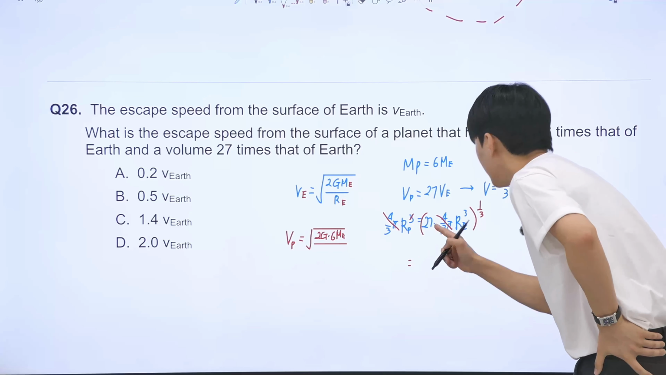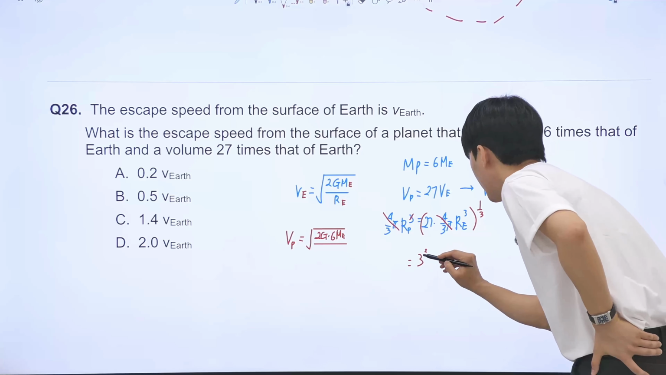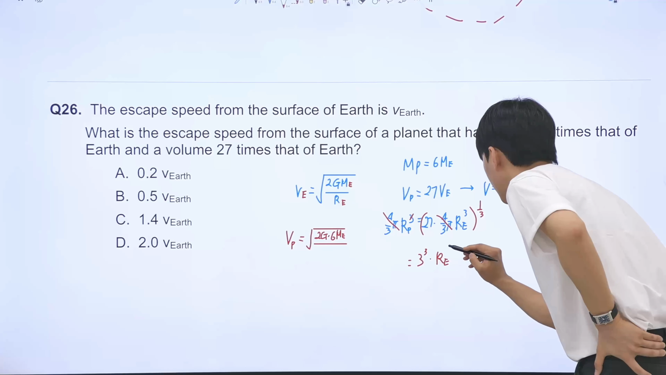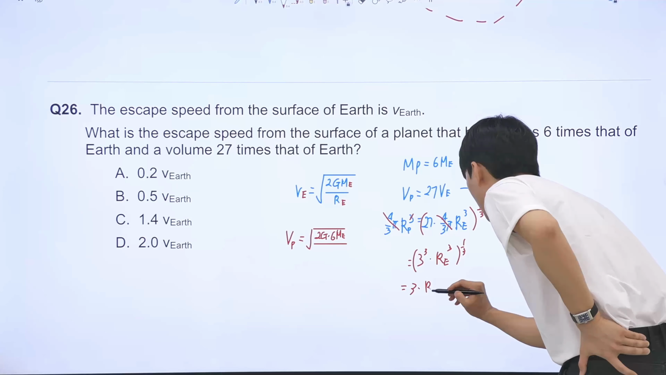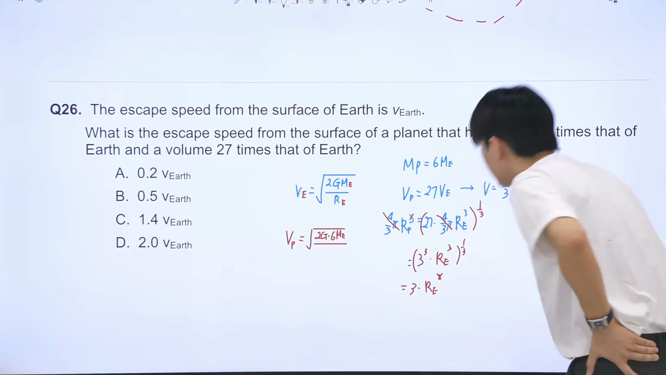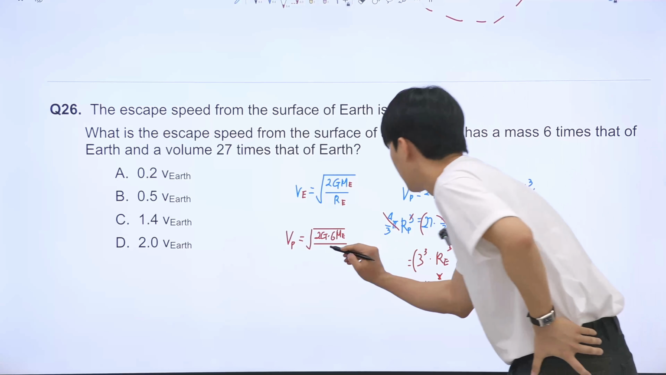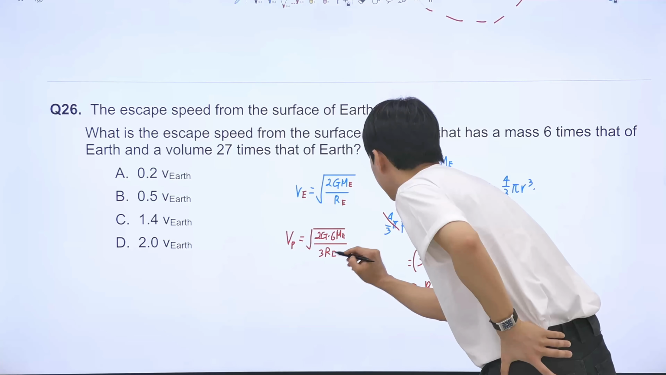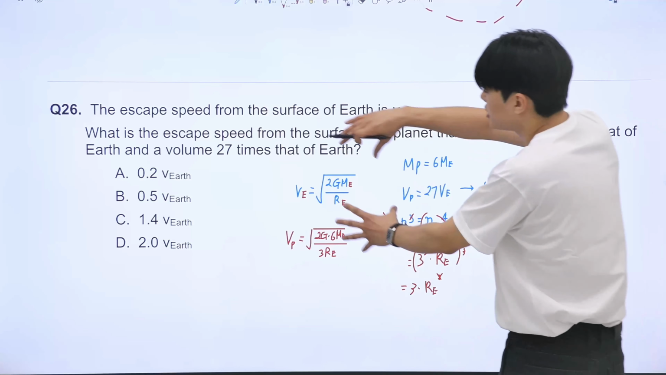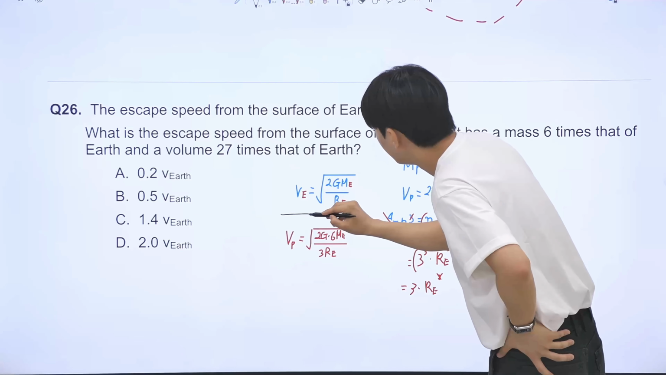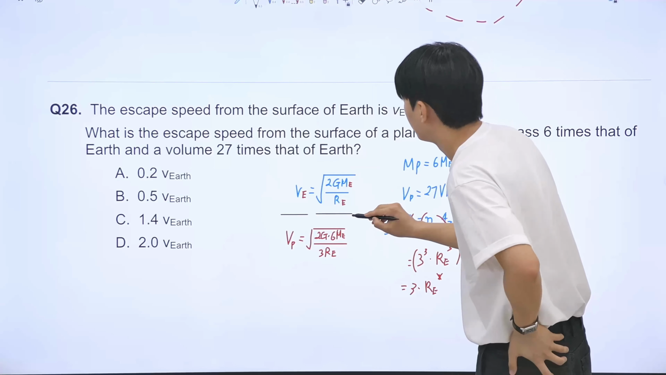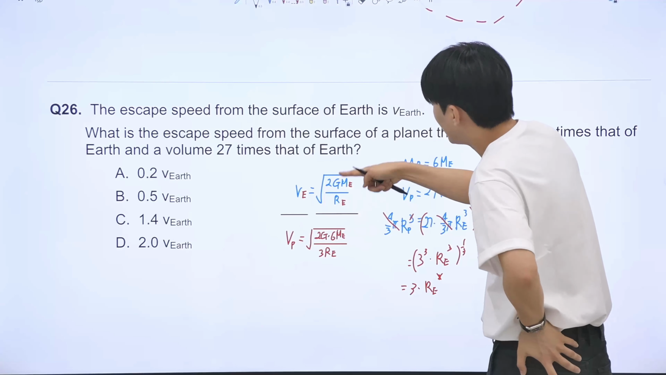So if you think about 27, that's 3 to the power of 3, and that's re to the power of 3 of 1/3. So that is just 3 times re, without the cube. So that's 3re here. When I have these two equations with separate things, I'm just going to divide the two parts, the upper part and the lower part. So this divided by this equals that divided by that.